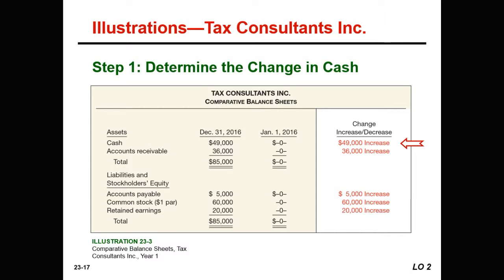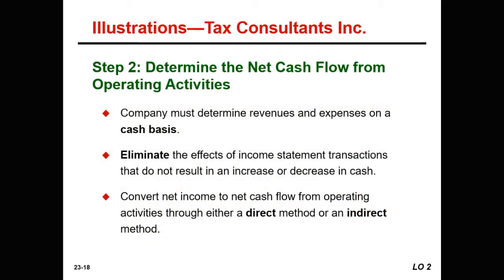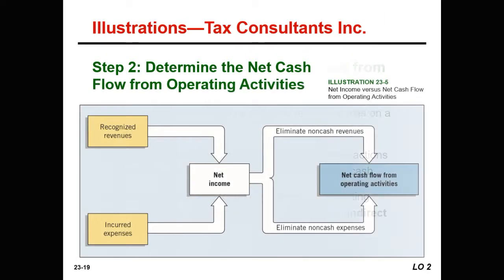So we're going to follow this step by step. What was the change in cash? There's a $49,000 increase in the cash. In this particular one, we don't have to worry about cash equivalents. We don't have any. Step 2 is what is our net cash flow from operating activities? We need to determine what revenues and expenses are on a cash basis and eliminate the effects of the income statement transactions that don't result in an increase or a decrease in cash, and convert the net income to the net cash flow from operating activities using either the direct method or the indirect method.